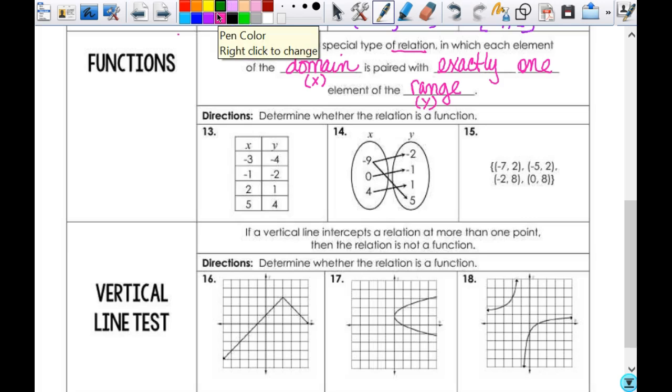And so here, each x is paired with one y. There's only one of each, so that one's really easy, and then the answer is just yes, that's a function. What about 14? Is that a function? No, because this -9 uses two different y's, so that's a big no. It's a relation, not a function. What about 15? Yes. Now the 8 repeats. Is that okay? Yes, because y can repeat, x cannot.